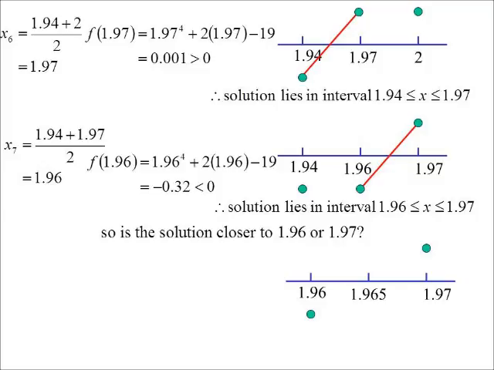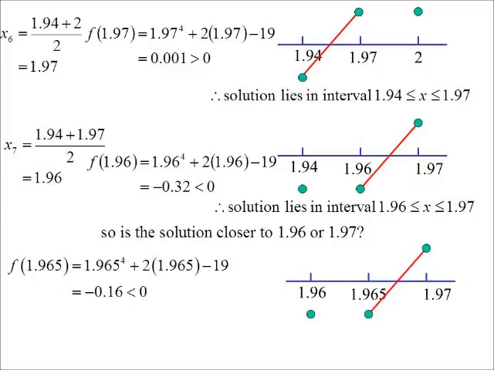Oh. This is where it'll be useful. f(1.965) is negative 0.16. Therefore, the solution is in between 1.965 and 1.97. Now, every number that's in between 1.965 and 1.97 will round to 2 decimal places to be 1.97. So whatever that solution happens to be, if I go to 2 decimal places, it'll be 1.97. So I just keep halving it and halving it and halving it until I know the definite interval that it's going to be, and then I'll go one more decimal place to see which end it's closer to.